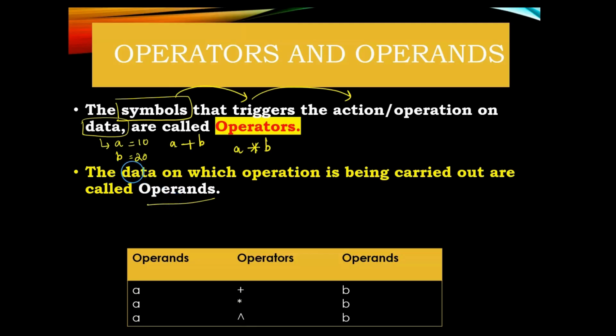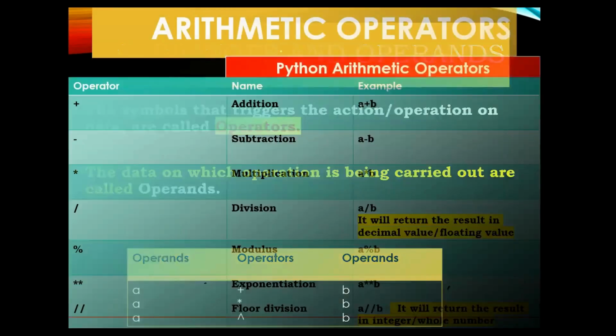I have already told you what the data are. Here we have A and B as the data, and the operation is performed on this data. That's why they are called operands. So here the data are considered operands. Read the definition carefully. Don't mix up operators and operands. It's a very easy topic. We have 3 examples for addition, multiplication and exponentiation. Hope you understand this topic, and let us move on to the next part of the video.